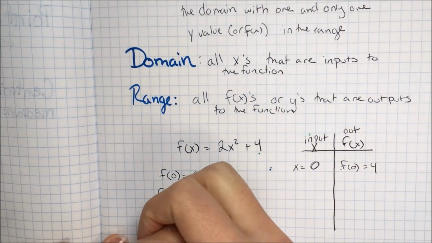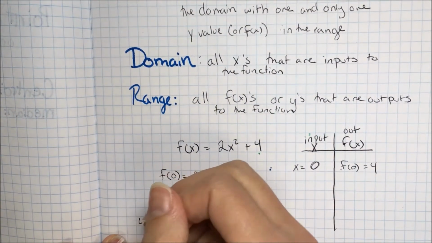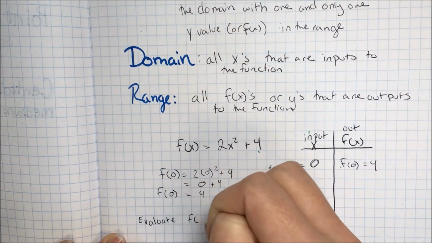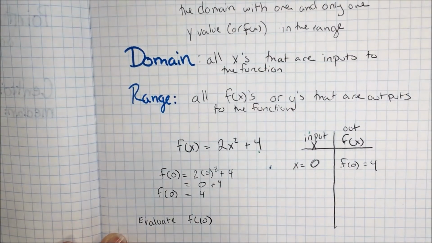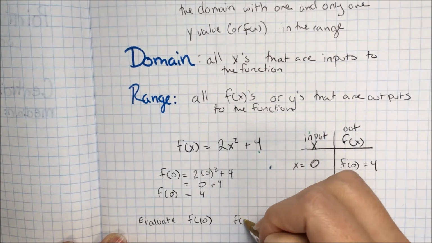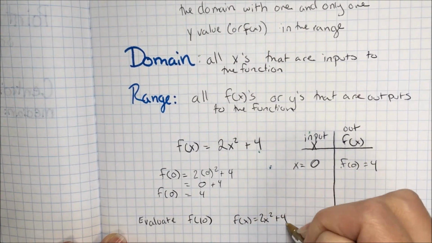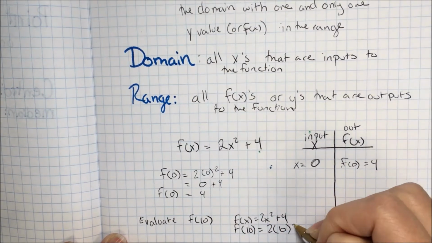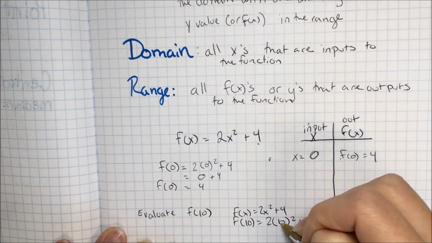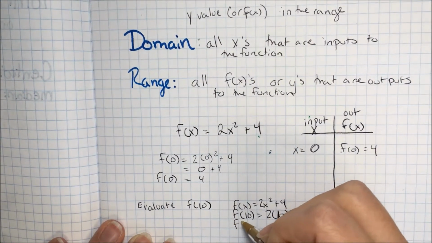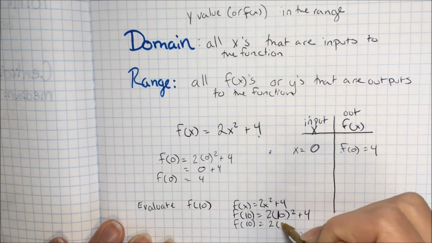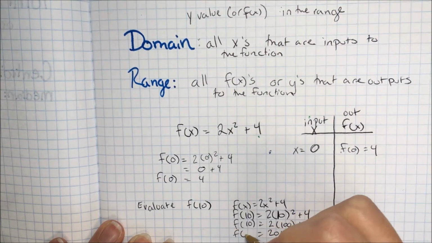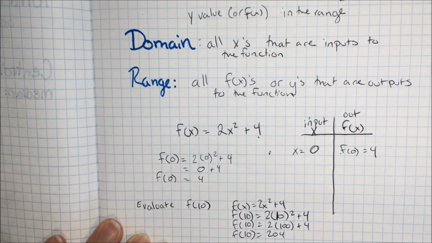So if you saw the words evaluate f of 10, well, I would take f of x, which is 2x squared plus 4, and I'd plug in 10 wherever I see an x. So f of 10 is 204. Okay.